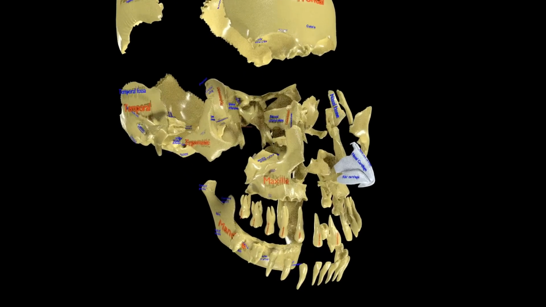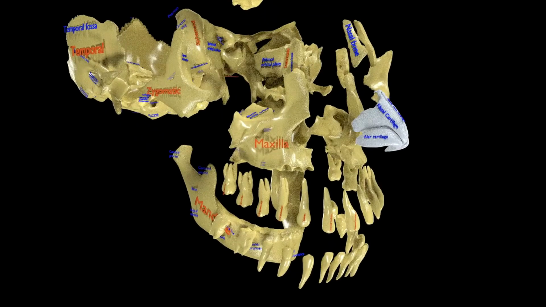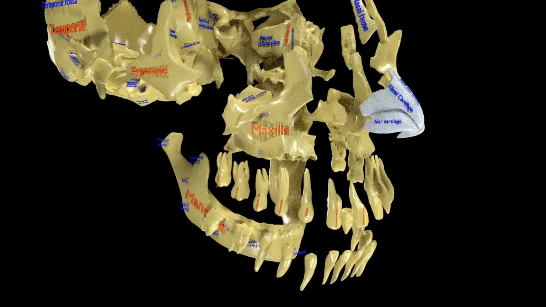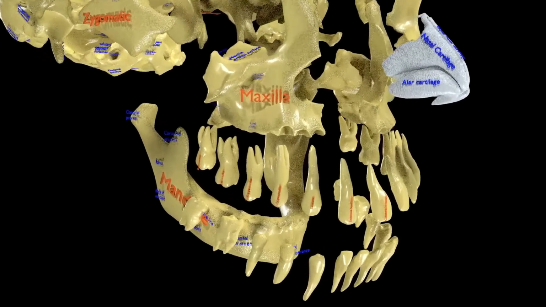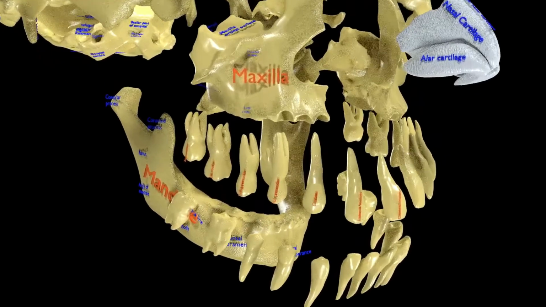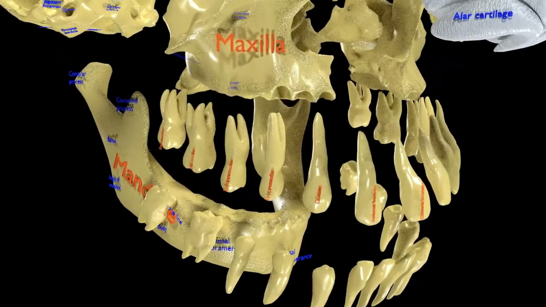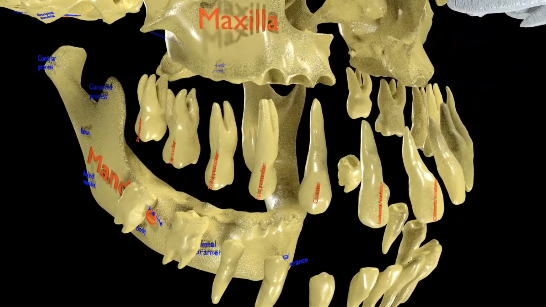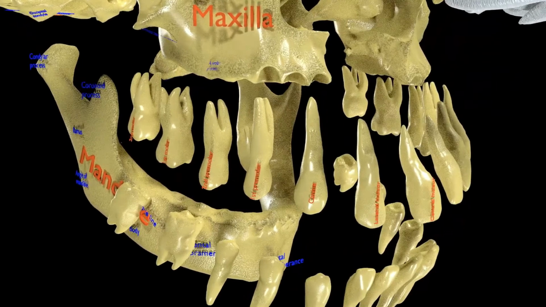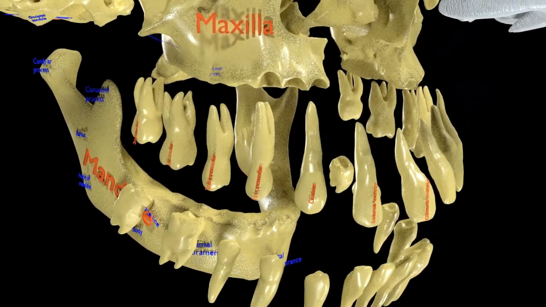Maxilla bone is the second largest bone of the face. The two maxillae form the whole of the upper jaw. All maxillary teeth, central incisor, lateral incisor, canine, first and second premolars and molars are attached to the maxilla. You are able to see the alveolar process of the maxilla. Also appreciate the pair of nasal bones which form the root of the nose.